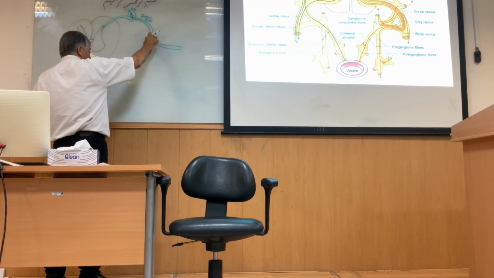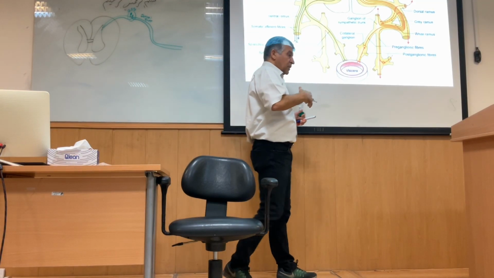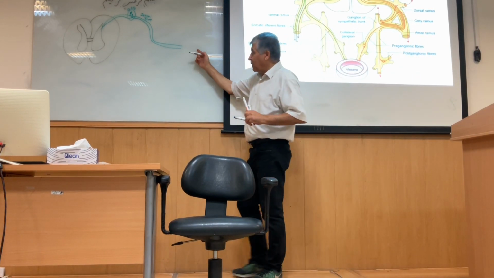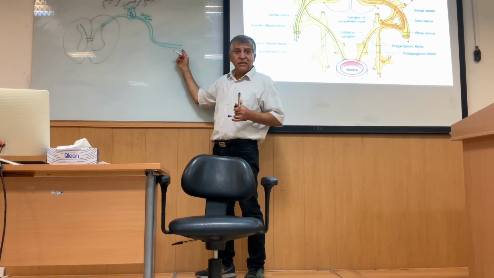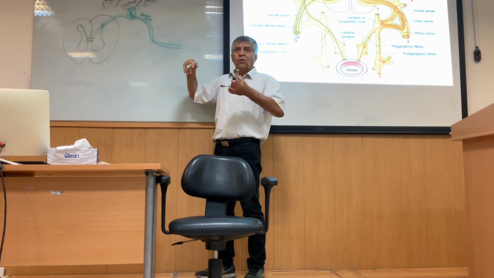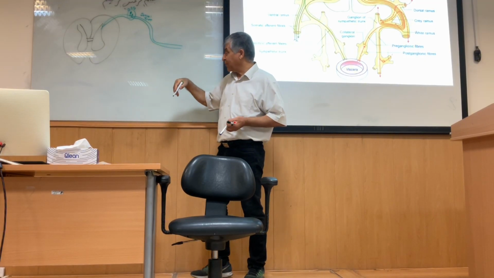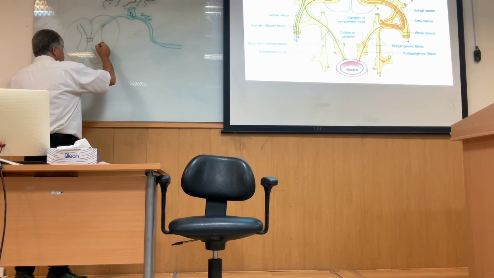The type of this fiber can be somatic or visceral. If this fiber originates from skin, it is somatic; originating from viscera, it is visceral. Origin from stomach or intestine is visceral.